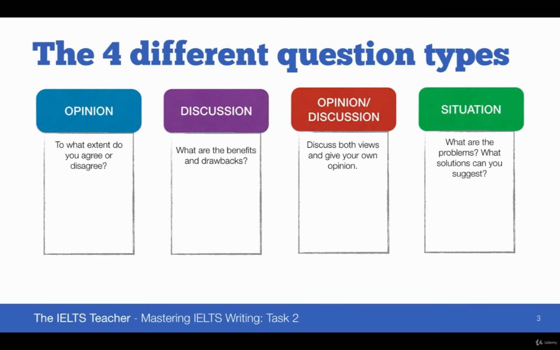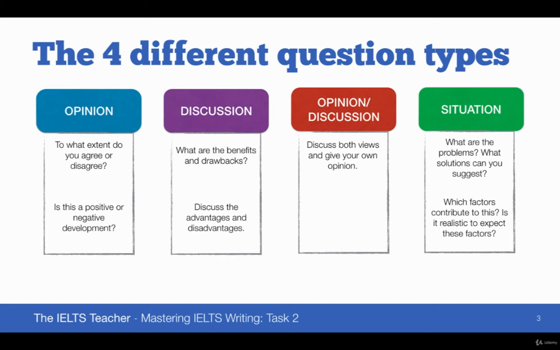What are the benefits and drawbacks? This falls into the discussion category. Is this a positive or negative development? It's the opinion category. The conjunction or here helps us to identify that it's an opinion. Agree or disagree, positive or negative. Which factors contribute to this? Is it realistic to expect these factors? This is a situation question.